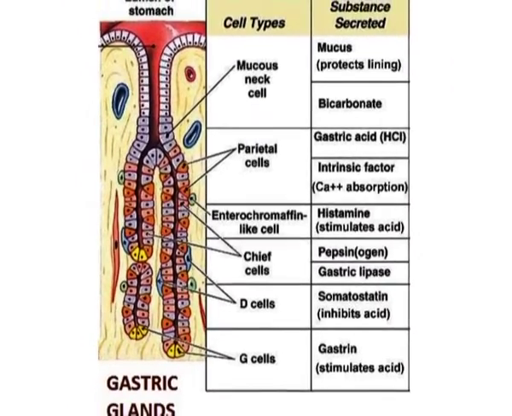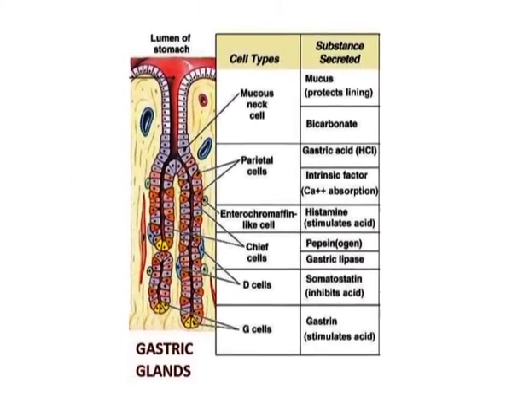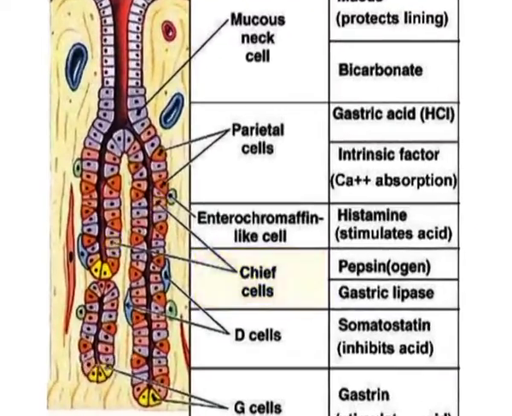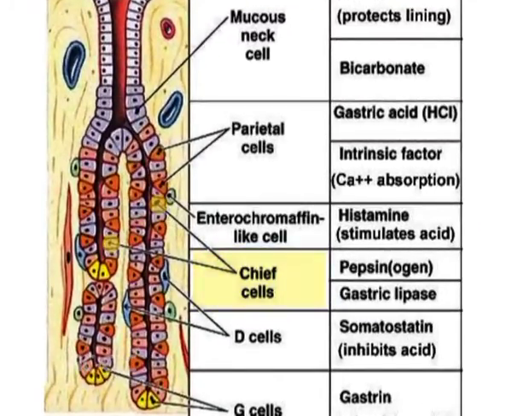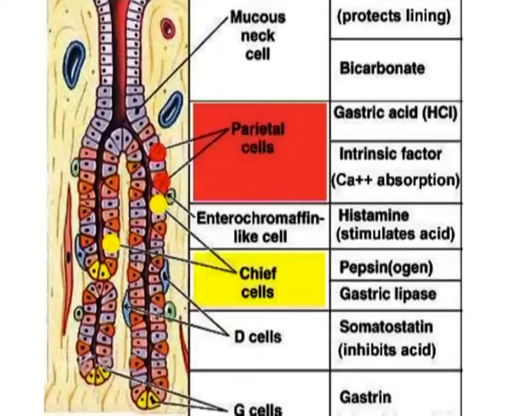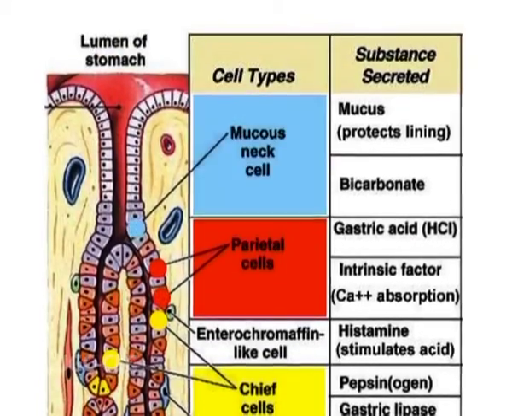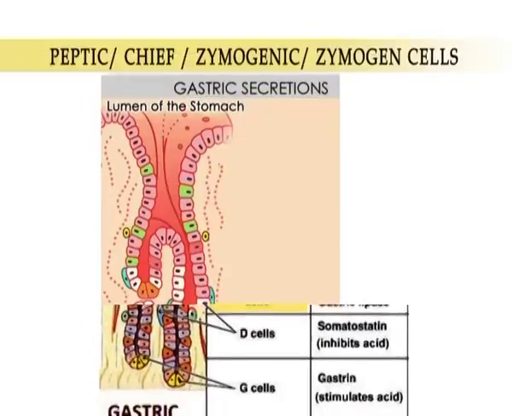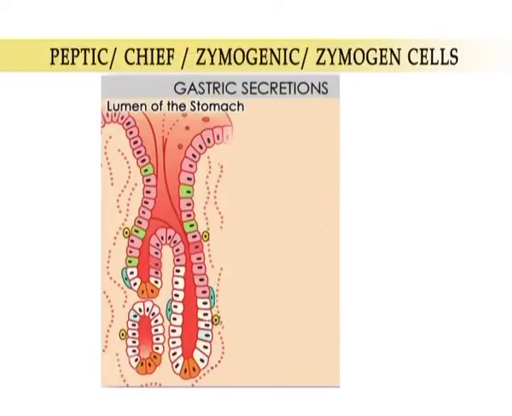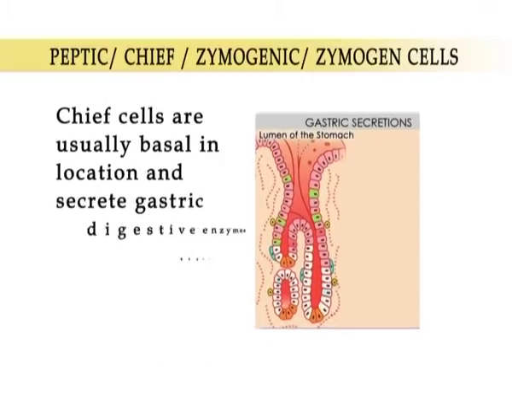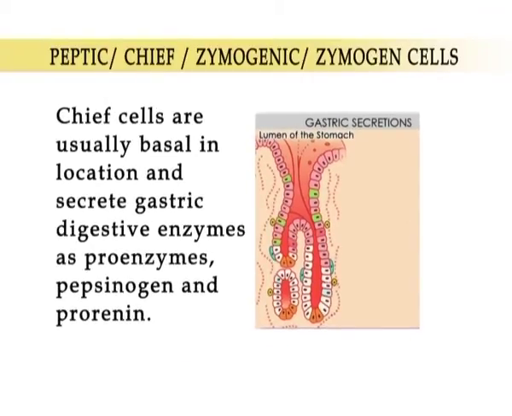Types of cells present in the epithelium of the gastric glands are peptic cells or chief or zymogenic or zymogen cells, oxyntic or parietal cells, and mucous cells or goblet cells. Chief cells are usually basal in location and secrete gastric digestive enzymes as proenzymes, pepsinogen and prorenin.